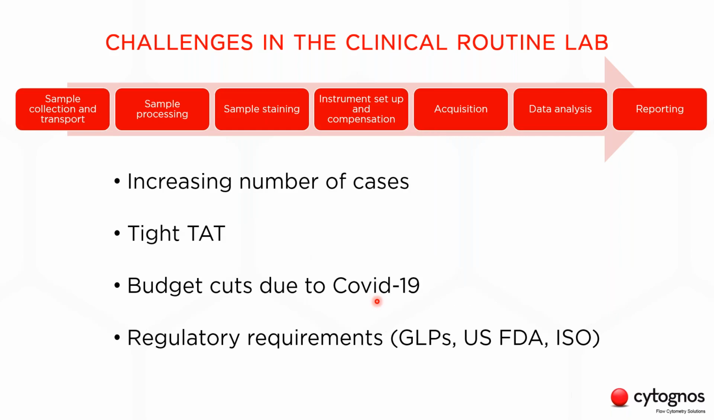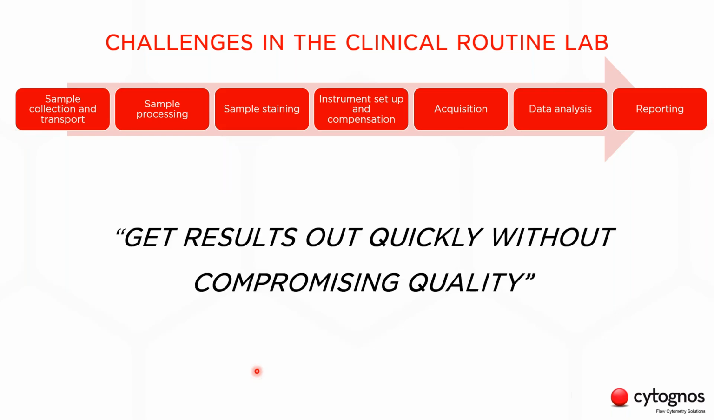On top of that, in every pathology lab, we are getting more and more cases. We have a very tight TAT, and in addition, because of the COVID-19 pandemic, the hospitals may have cut the budget for the lab. And at the same time, we need to meet all the regulatory requirements that could be different in each country. So, if we summarize all this in one sentence, in a clinical lab, we have to get the result out quickly, but without compromising quality.